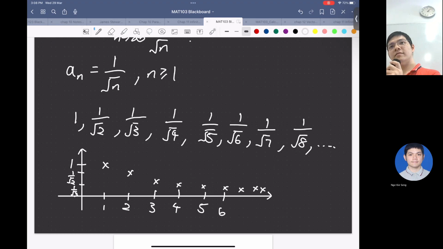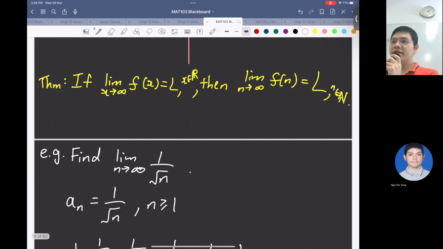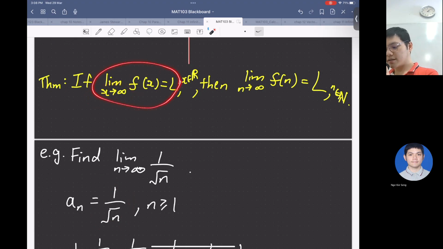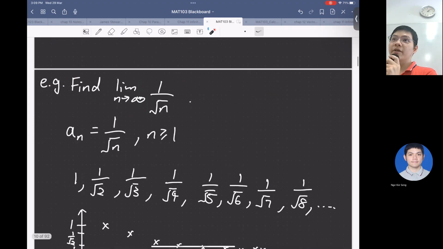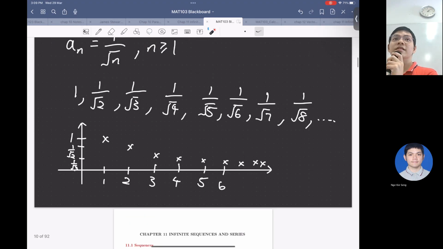But how do we prove it rigorously? In mathematics, when you say something is true, you must prove it. You don't just say it looks close to 0, so it's 0. You need to prove it rigorously from the definition, or you have some gadget. In this case, we have a gadget. If we define the function on the real line and we find the limit is 0, then we will know that the sequence approaches 0. Does it make sense? So the strategy is like this.